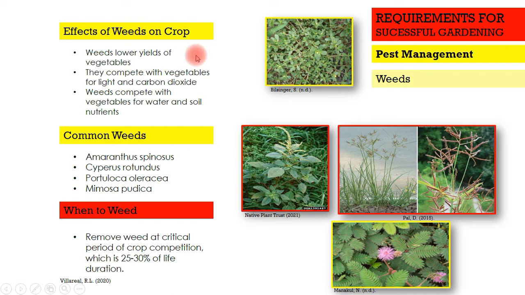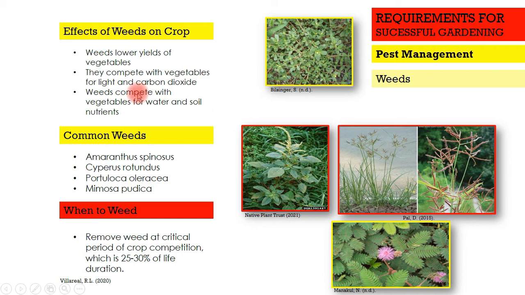Weeds are considered pests on crops because weeds lower the yields of vegetables. They also compete with vegetables for light and carbon dioxide, and for water and soil nutrients.